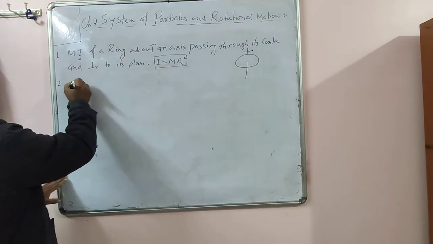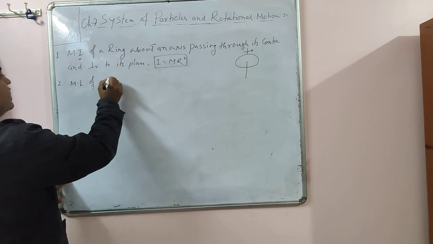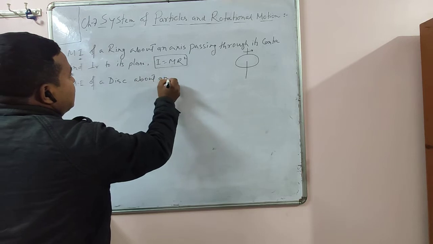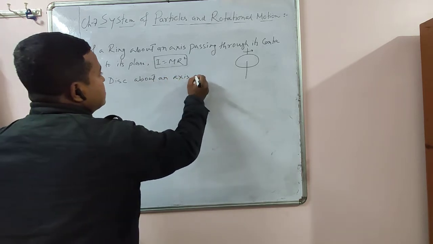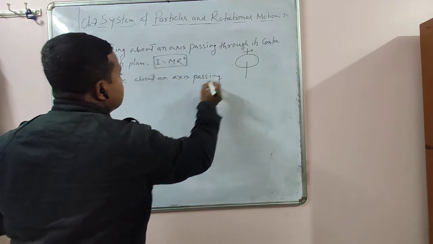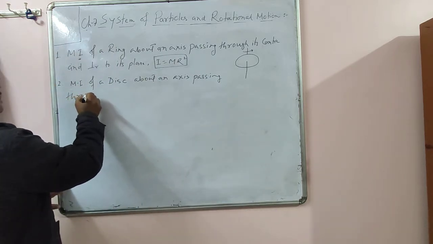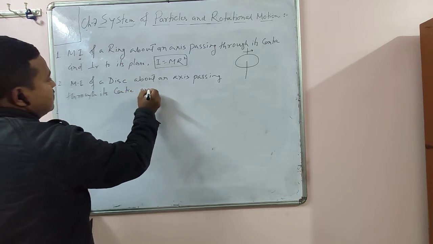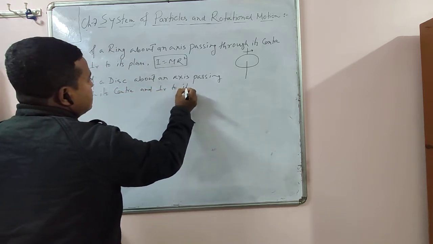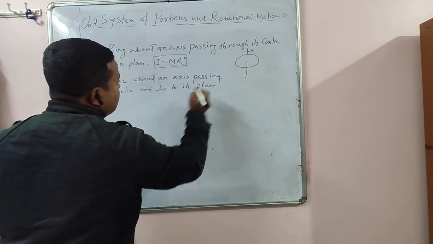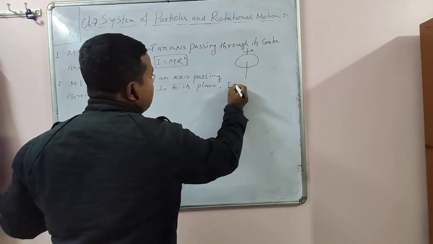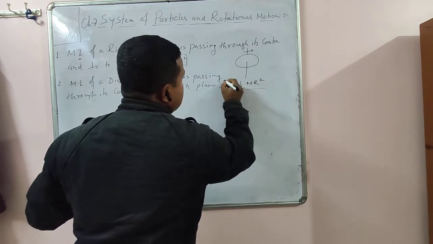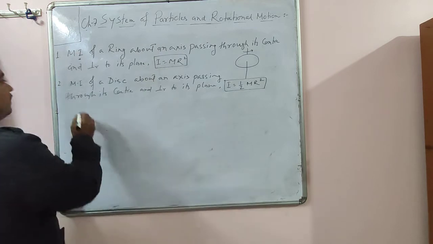Similarly, the moment of inertia of a disc about an axis passing through its center and perpendicular to its plane is I equal to half mr square. For a ring it is mr square, for a disc it is half mr square. Just remember this formula.